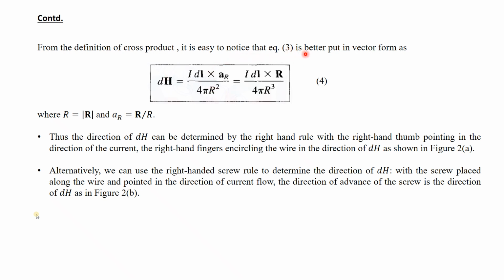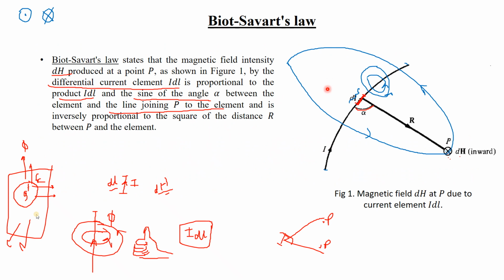So from the definition, it is easy to notice that equation number 3 is better put in vector form, because IDL is a vector. Now this is one major difference between electric field and magnetic field. In electric field, the charge Q was a scalar quantity, it was not a vector. Yes, the force created by it is a vector, the electric field intensity created by it is a vector, potential is a scalar. D, the flux density, is also a vector, flux is a scalar. So overall Q was a scalar. That we have to keep in mind now, the rest we will be seeing later on.